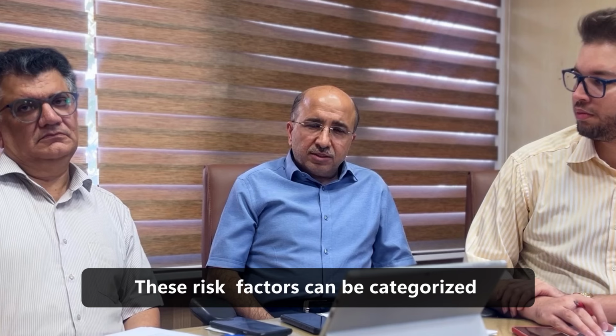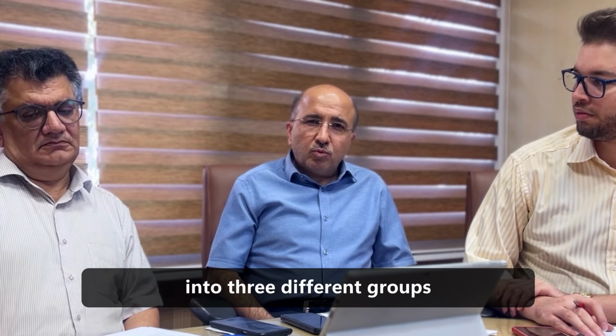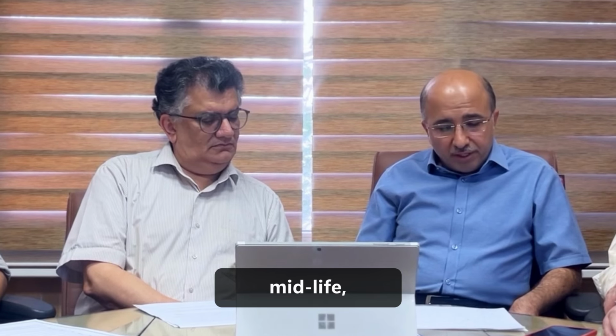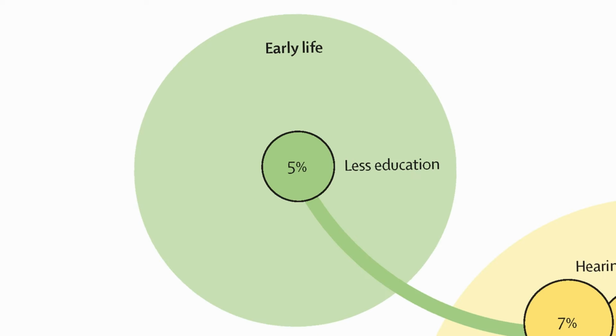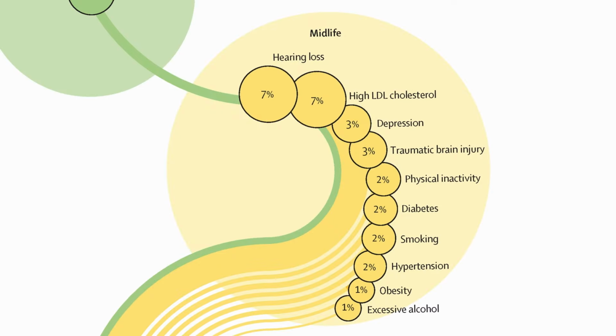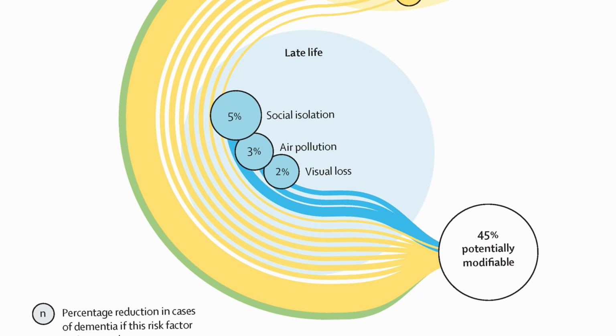These risk factors can be categorized into three different groups: early life, midlife, and late life. And surprisingly, in the next step, we estimated each group's share. I mean that, for example, for early life, it was about 5%, for midlife, it was about 30%, and for late life, it was 10%.